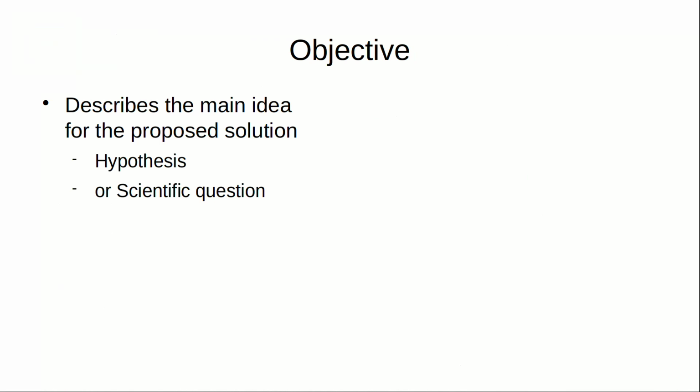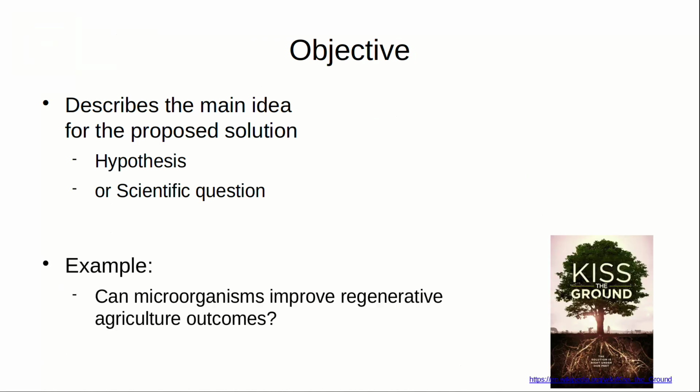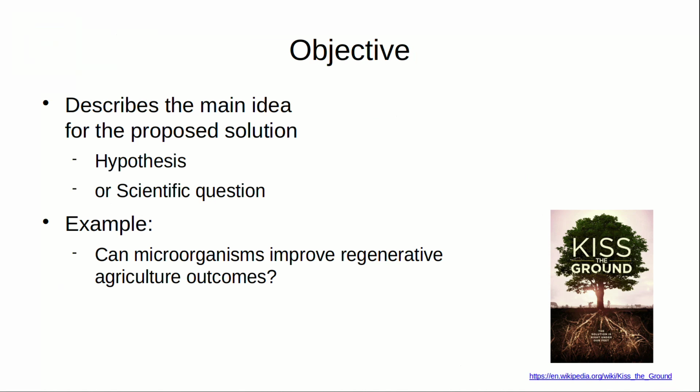The objective. What's the central question you're trying to answer, or the hypothesis you're testing, or the goal you're aiming for? The guide poses this question: can microorganisms improve the outcomes of regenerative agriculture? See how that sets the stage for the research. It's like a laser focus on what you're trying to achieve.